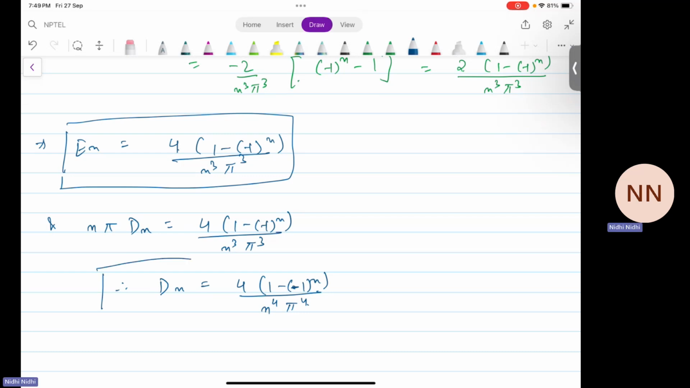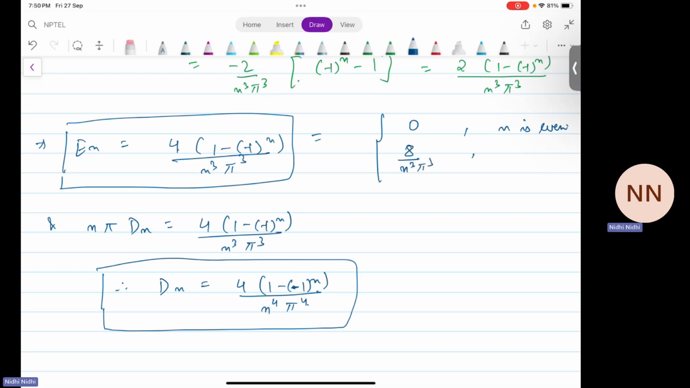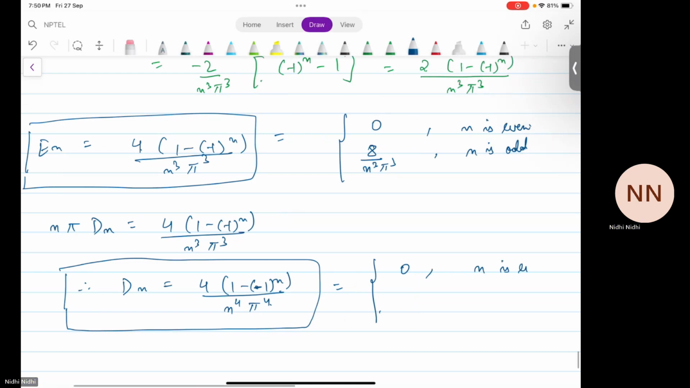You can further see that for even n, en and dn will be 0, and for odd n, the en will be 8 by n cube pi cube. So this is equal to 0 when n is even, and 8 by n cube pi cube when n is odd, and dn is equal to 0 when n is even, and 8 by n power 4 pi power 4 when n is odd.